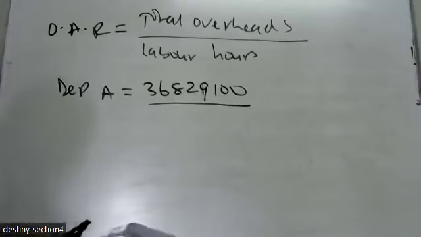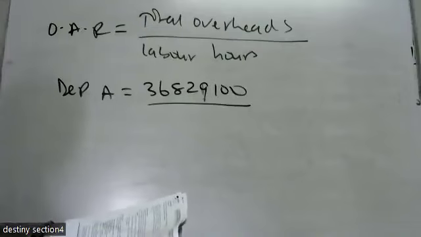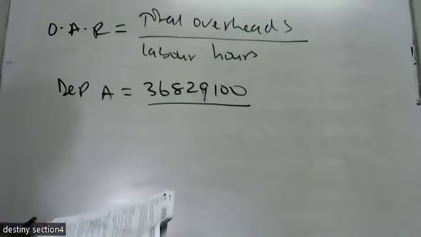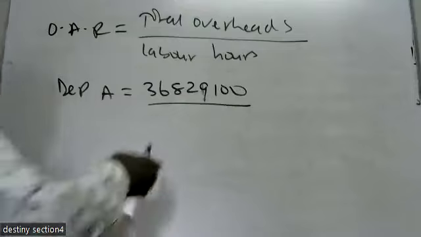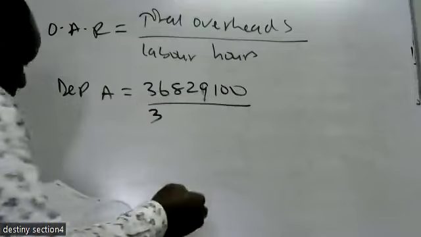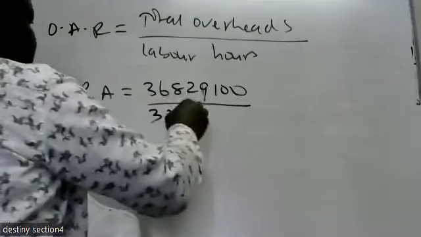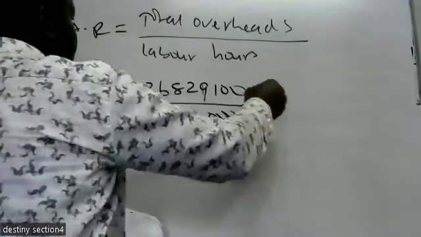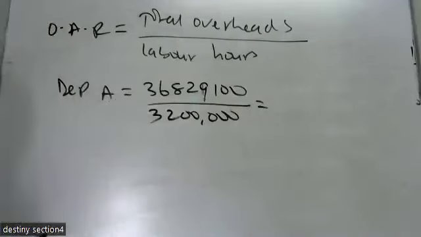So I want you to check in the question. Are you able to see the labor hours? In brackets, 3 zeros. Under the departments. Yes, so labor hours, 3 zeros. For A, it is 3.2 million because of the 3 zeros. So this one you divide by 3.2 million so that you get the rate per hour.